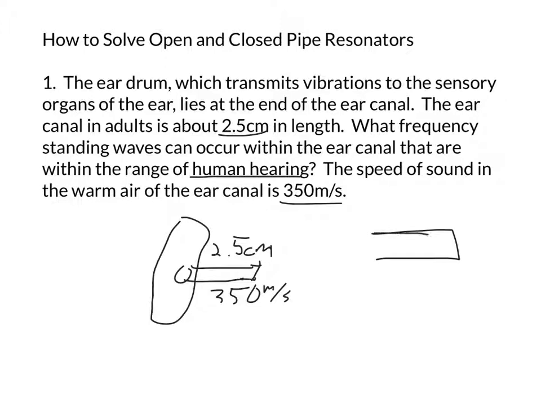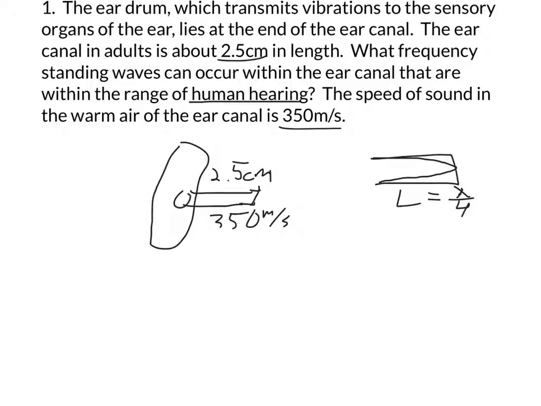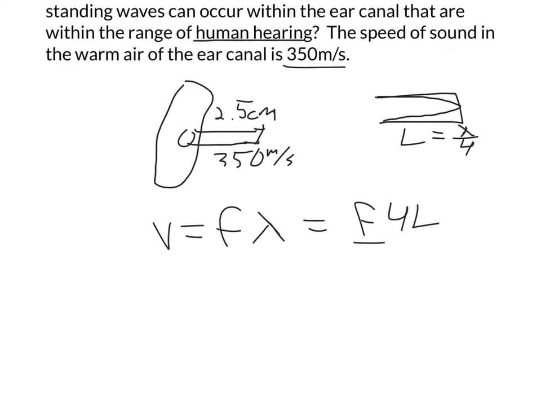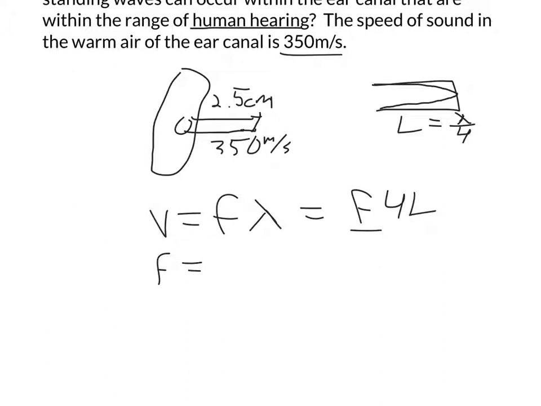Let's start with the fundamental. A closed pipe does a shape like this for the fundamental, which is 1/4 of a wave. So the length of the ear canal will be equal to lambda divided by 4. Okay? And let's look at the other equation we're going to need. We have v equals f lambda, which would be equal to f times 4L. If I rearrange that, because what I'm really looking for is frequency, we will get frequency equal to v over 4 times the length of the ear canal.